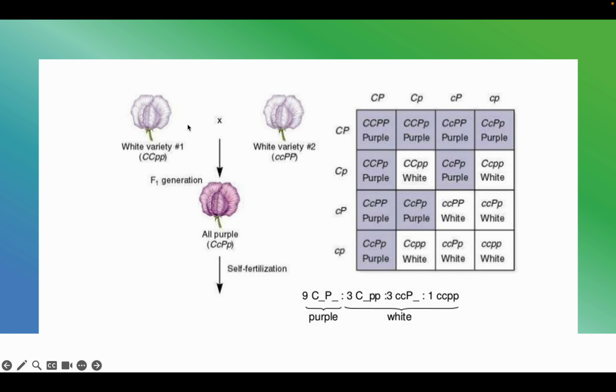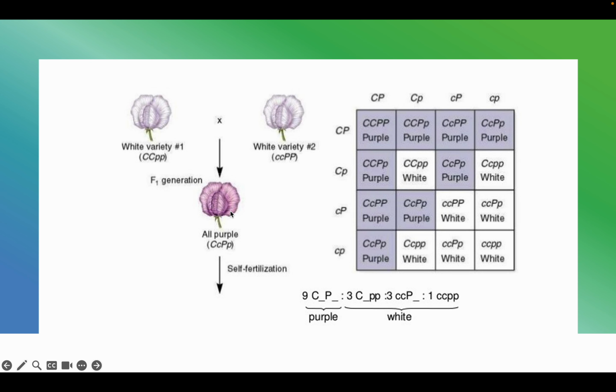Here we are talking about a flower. Both parents are white. It is controlled by two genes, C and P. In the first parent, C is dominant but P is not present because it is in recessive condition. In parent 2, C is recessive and P is dominant. Still it's white because C is recessive.